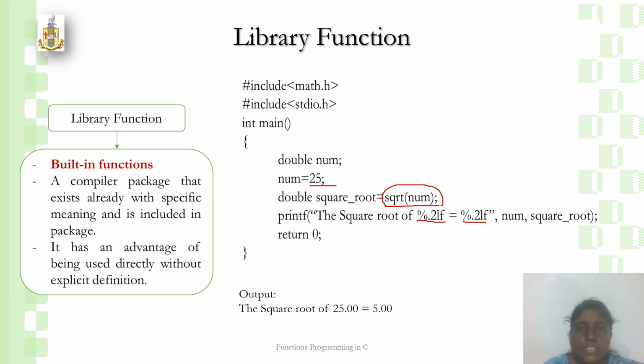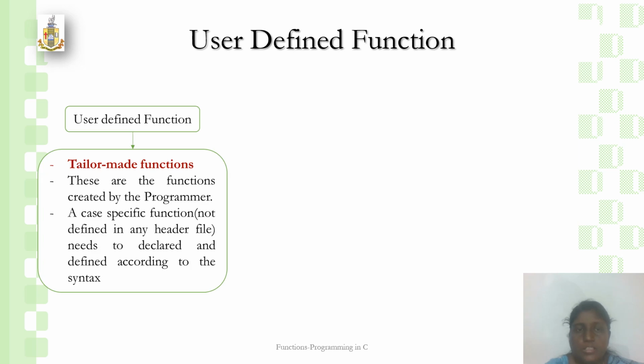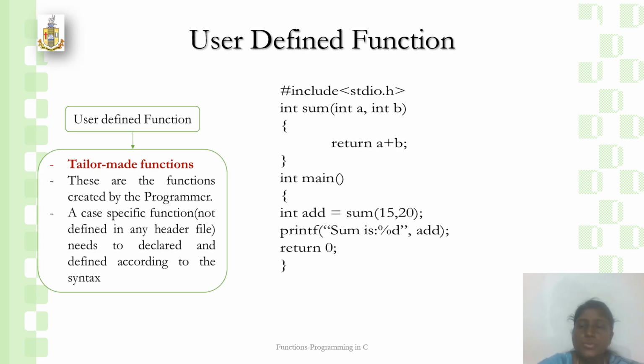Then we are moving on to the user defined function. Here is the same example which we have seen earlier. Here sum is the user defined function. Here we have declared the function, and here we have defined the function. Through this function call, we are calling the function here. So the same output, the sum is 35. Since an integer data type value is to be returned, the output would be 35.